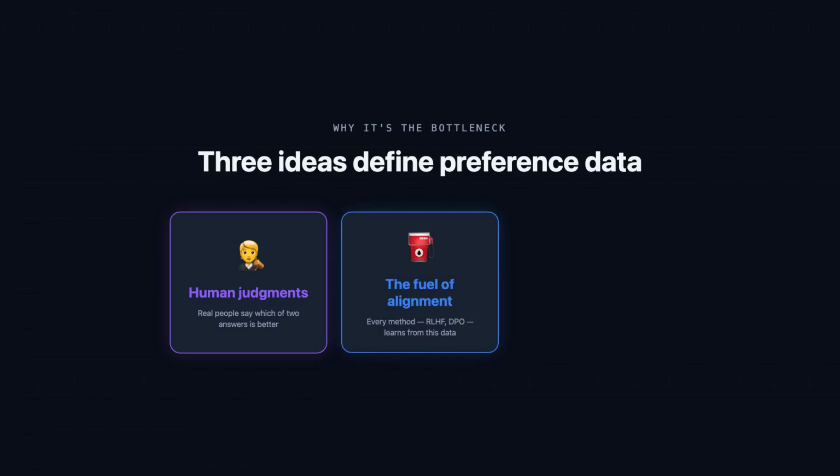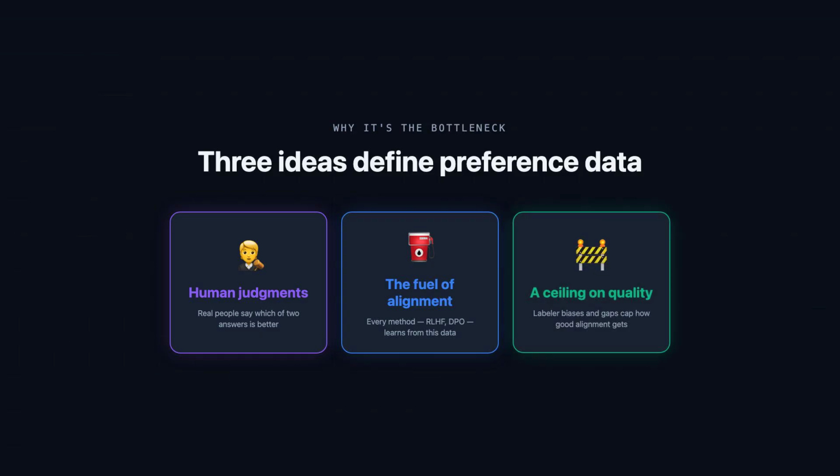It is the fuel every alignment method runs on. RLHF, DPO, and their many cousins all learn from exactly this data. Change the method and the recipe shifts, but the underlying ingredient, human preferences, stays the same across all of them. Improve the data itself, and every method downstream quietly improves with it.